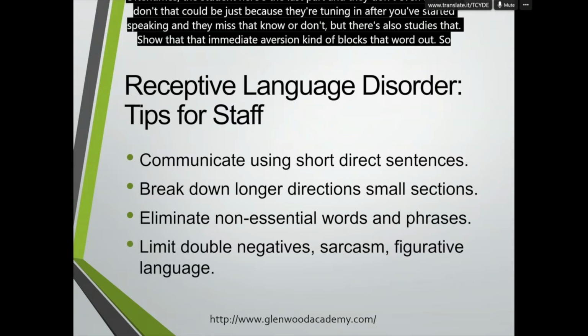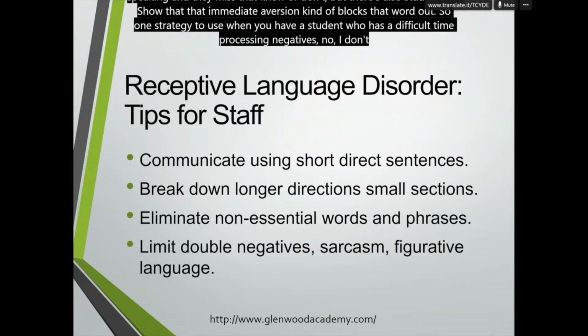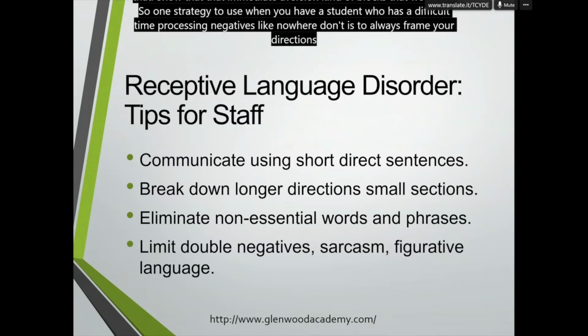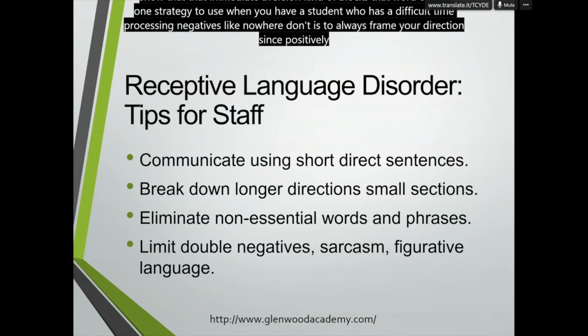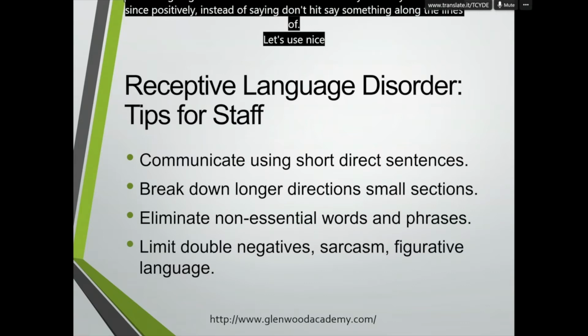So one strategy to use when you have a student who has a difficult time processing negatives like no or don't is to always frame your directions positively. Instead of saying, don't hit, say something along the lines of, let's use nice, quiet hands, or nice hands.